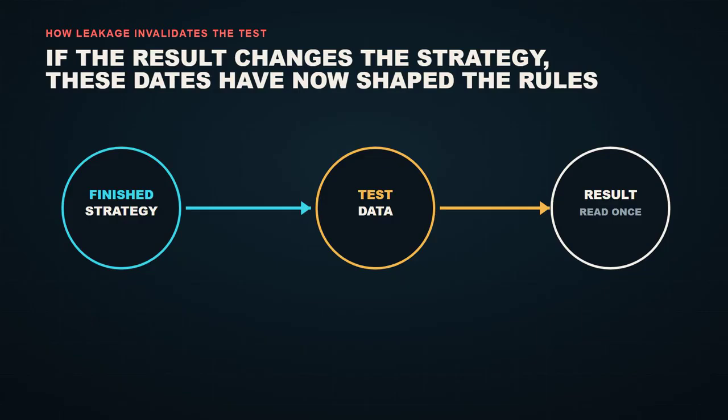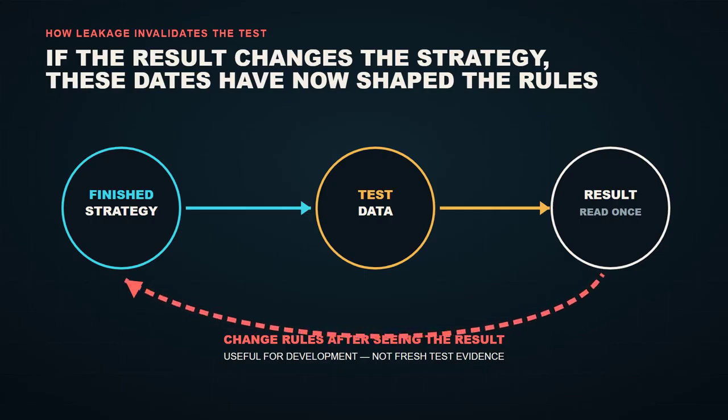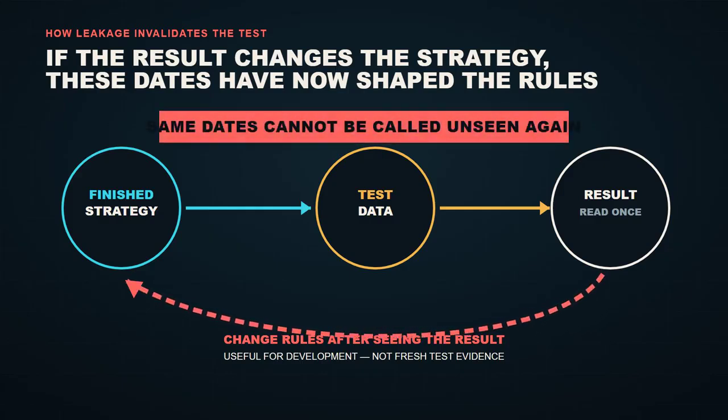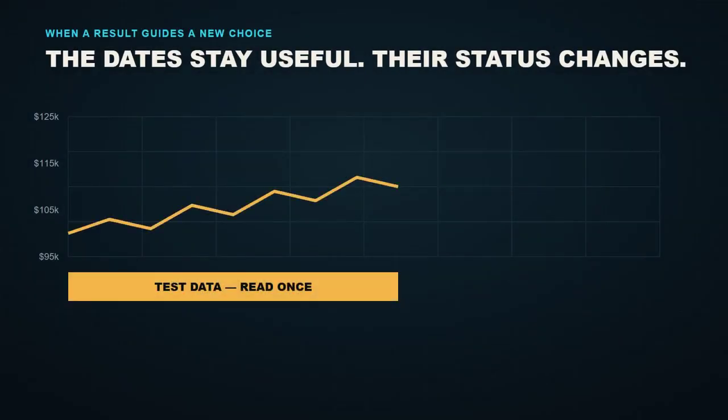Here is the dangerous moment. The test result disappoints us, so we widen the stop, add a filter, reduce size during the ugly month, or change the threshold for passing. Each edit may sound reasonable, but the result on screen helped choose it. Research on model selection shows that test data can bias the choices made after inspection. Keep adapting to those answers, and you can start fitting the strategy to the test period itself.